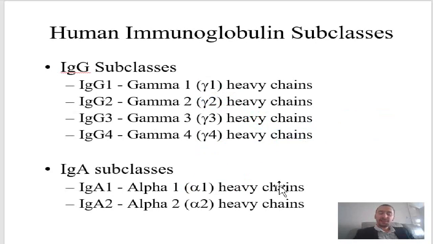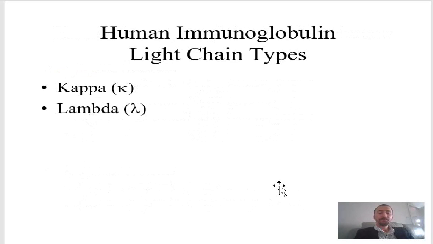Another caveat to all of this is that there are other subclasses as well. IgG has 4 subclasses: IgG 1, 2, 3, and 4, and again, it's based on the different versions of the heavy chain. IgA also has subclasses: IgA alpha 1 and alpha 2. In terms of the light chain that we discussed earlier, there are 2 types: the kappa light chain and the lambda light chain.